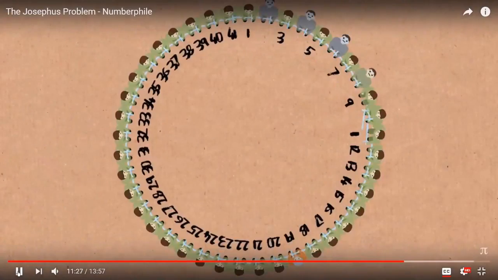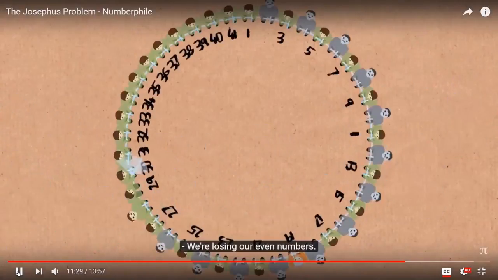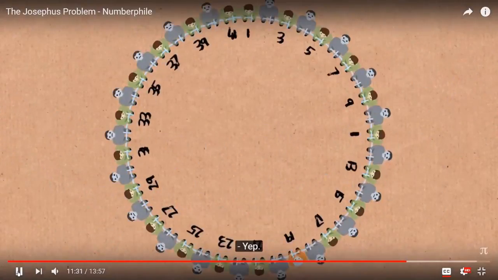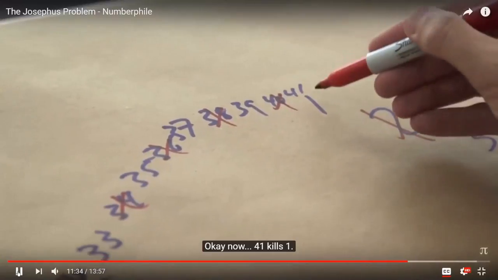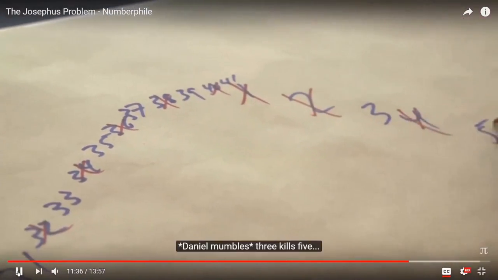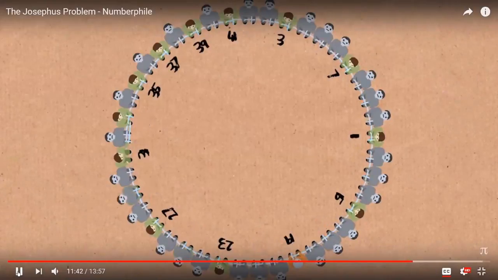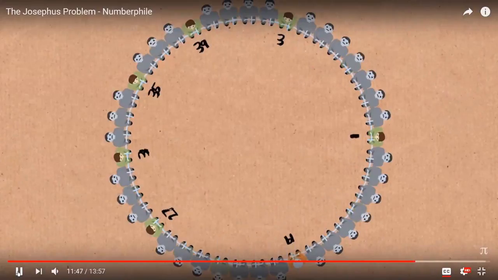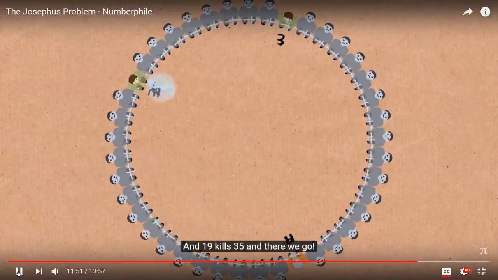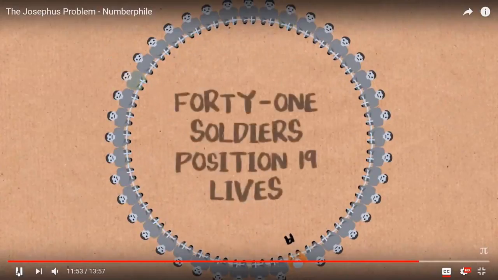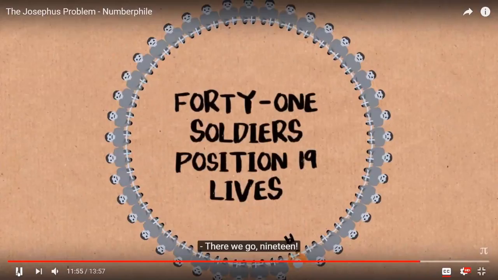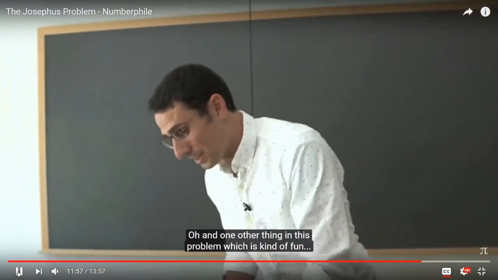1 kills 2. We're losing our even numbers. Okay. 41 kills 1. And 19 kills 35, and there we go. All right, I was right. There we go, 19. I'll note one other thing in this problem, which is kind of fun.